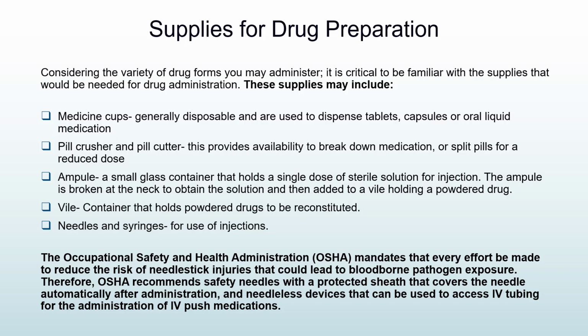Supplies for drug preparation. Considering the variety of forms you must administer, it's crucial to be familiar with the supplies that you would need. Supplies may include medication cups, pill crusher or pill cutter, an ampule, a vial, and needles and syringes. OSHA, the Occupational Safety and Health Administration, mandates that every effort be made to reduce risk of a needle stick injury that could lead to bloodborne pathogen exposure. Therefore, OSHA recommends safety needles with a protected sheath that covers the needle automatically after administration, and needleless devices that can be used to access IV tubing for the administration of IV push medications.